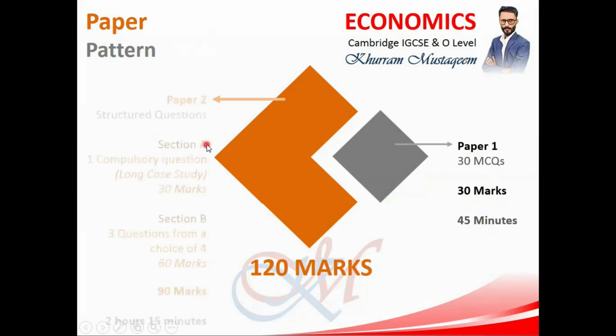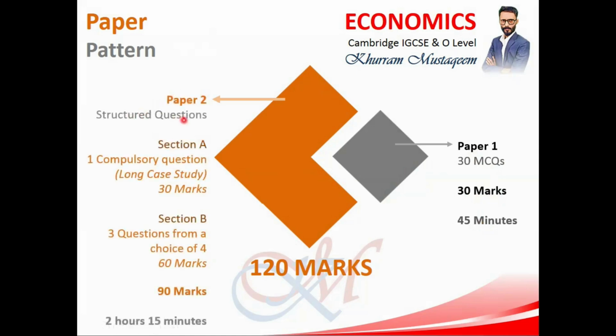Again, your economics paper has another part, that is paper 2, structured questions. This paper has two sections, section A and section B. Section A has one compulsory question, a long case study consisting of 30 marks. Section B has 4 questions and you have to attempt 3 questions out of 4, and it has 60 marks. When you add 30 marks from section A and 60 marks from section B, the whole paper 2 consists of 90 marks, and you will be provided 2 hours 15 minutes to answer paper 2, and 45 minutes for paper 1.